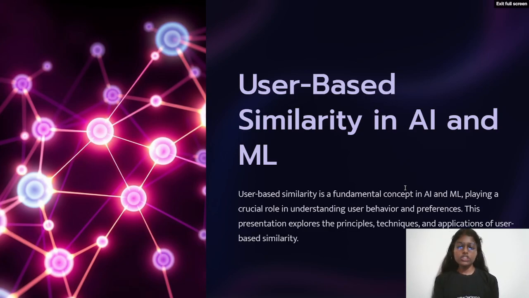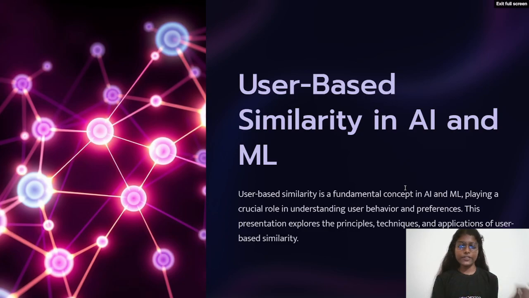User-based methods in AI, particularly in recommender systems, involve making predictions or suggestions based on the behavior and preferences of similar users. This approach is a type of collaborative filtering, which relies on the collective experiences of a group of users to recommend items.